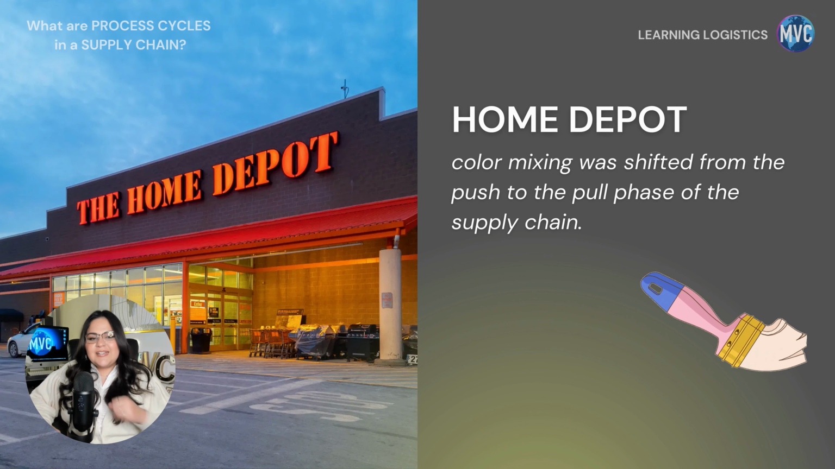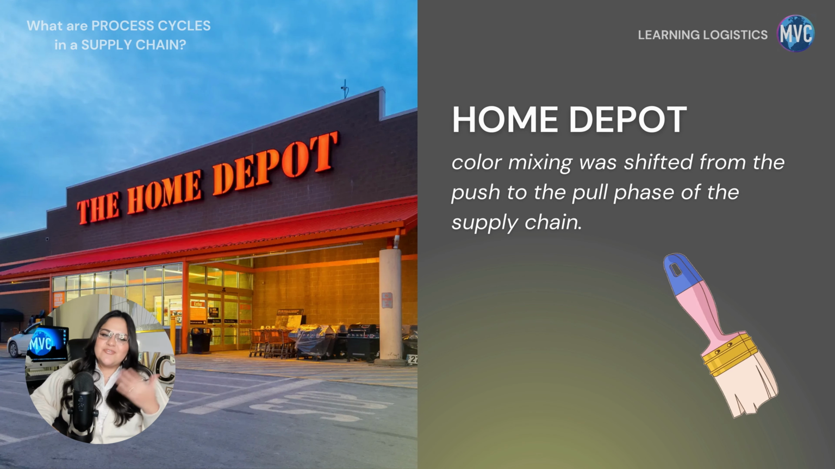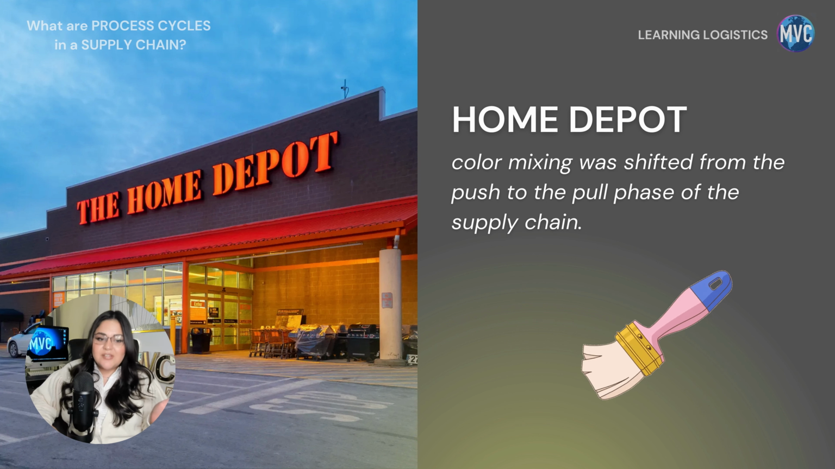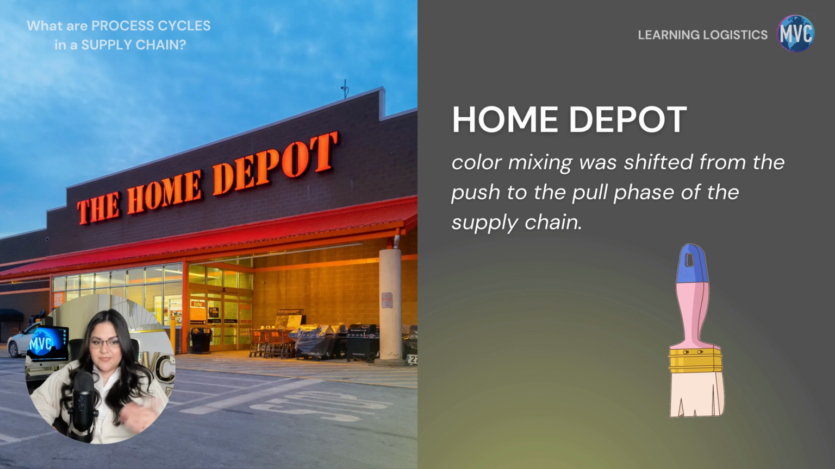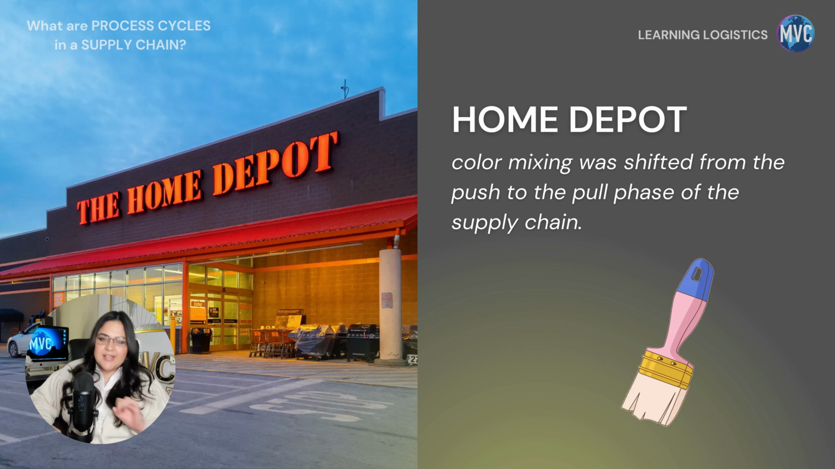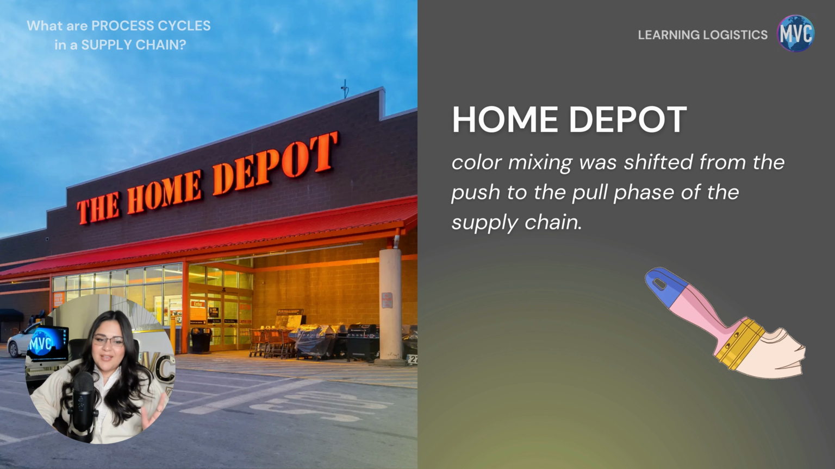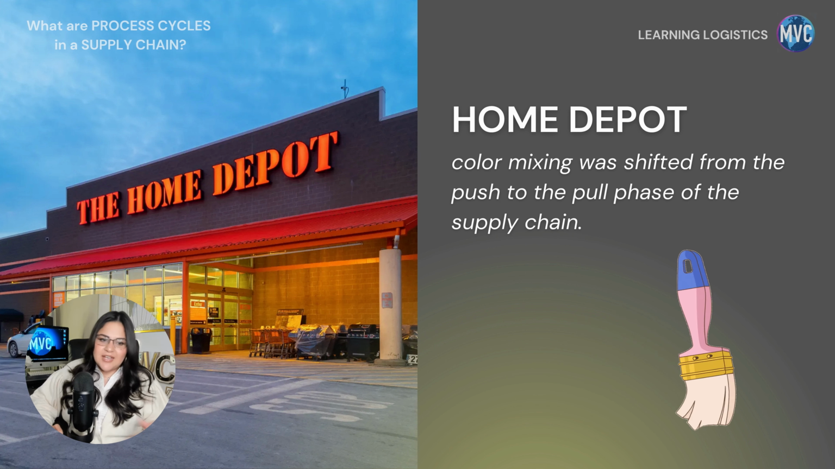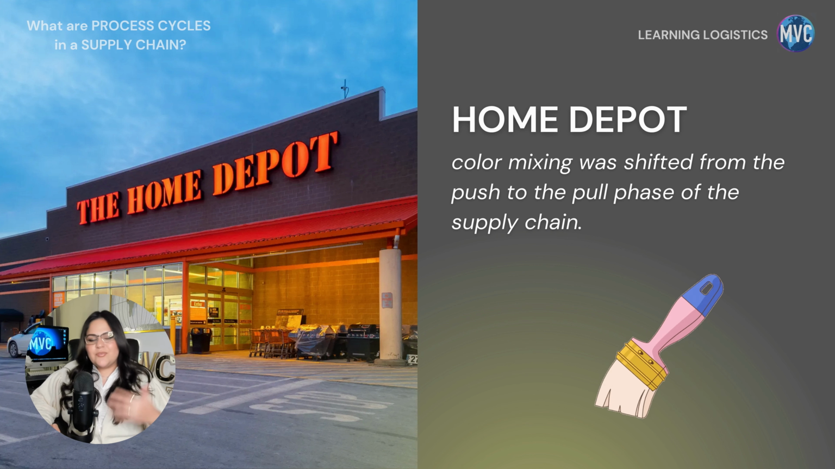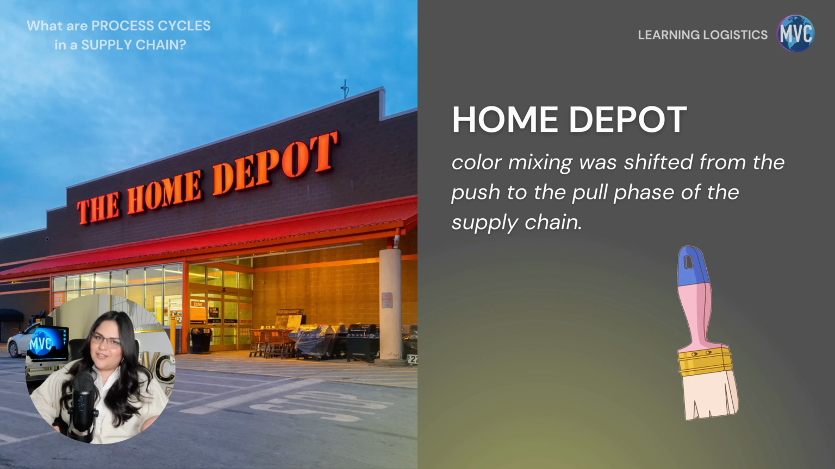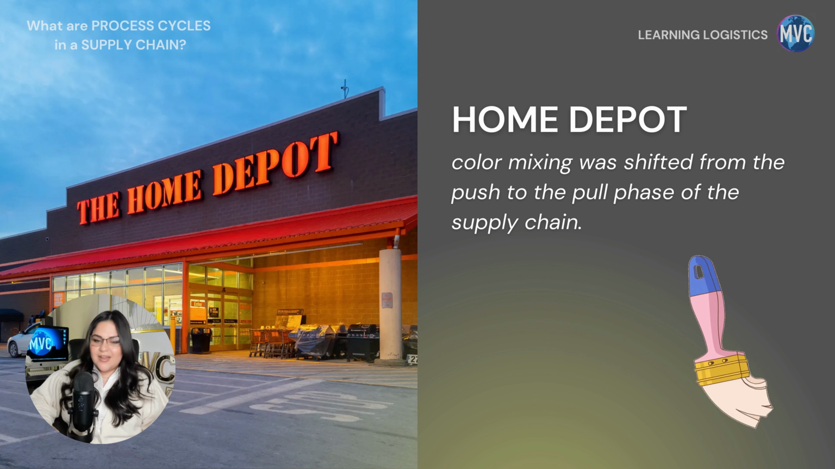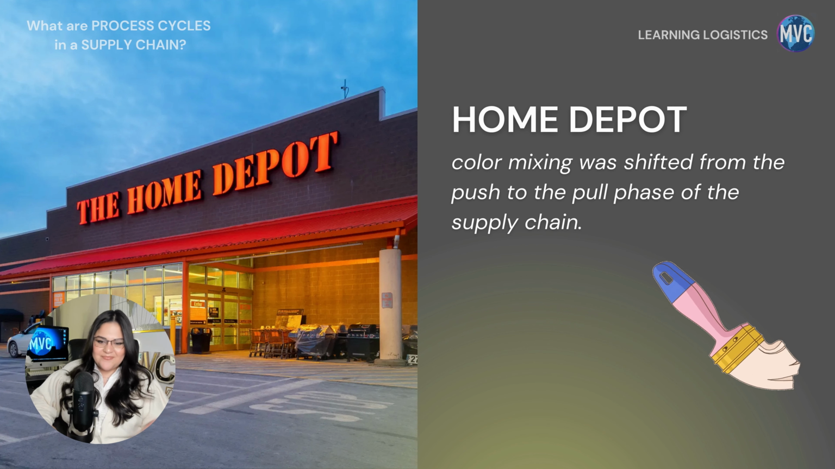We fast forward to the 90s, and Home Depot's paint supply chain was restructured such that the mixing of the colors was actually done at the retail stores after customers placed their orders. In other words, color mixing was shifted from the push to the pull phase of the supply chain. The paint base preparation and the packing of the cans was still performed in the push phase. And the result was that the customer is always able to get the color of their choice, while the total paint inventories across their supply chain really declined.